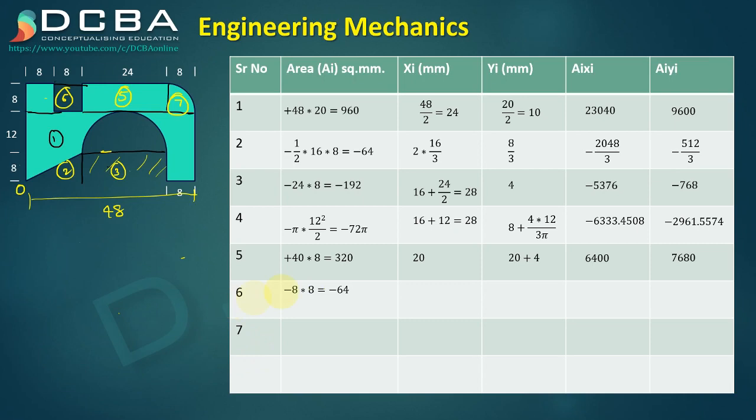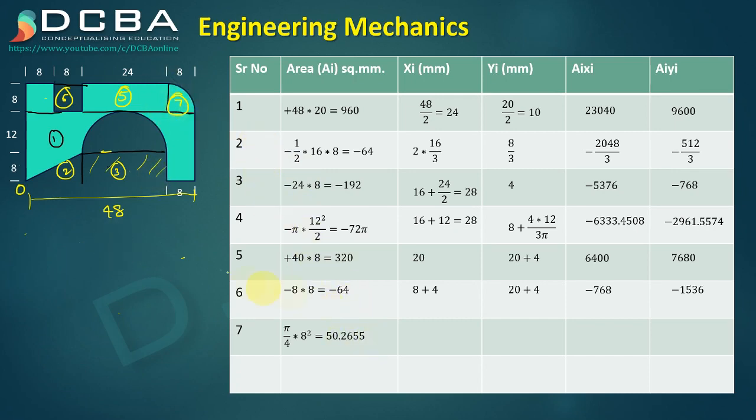Then we have this area 6, which we are removing, so it is subtractive. Minus 8 into 8 is minus 64. Xi is 8 plus 8 by 2, so it's 8 plus 4, and Yi is 20 plus 8 by 2, which is 20 plus 4. So we get AiXi and AiYi. And the last area here is your quarter circle, so it's pi by 4 into 8 square, pi r square by 4, where 8 is the radius. It's an additive area because we are adding it.